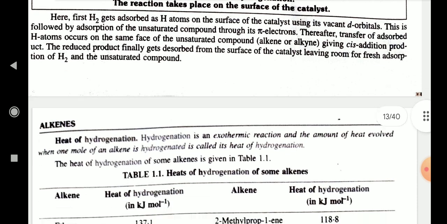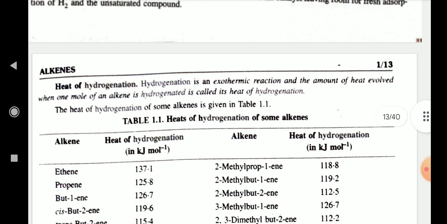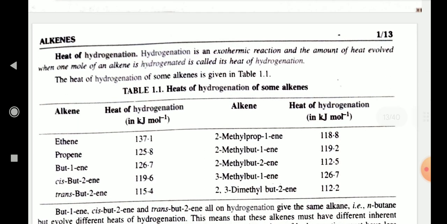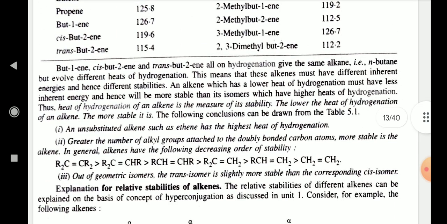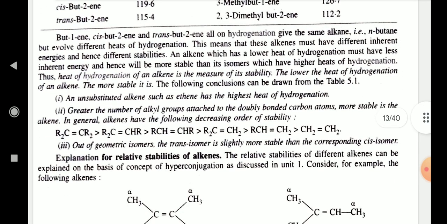Heat of hydrogenation. Hydrogenation is an exothermic reaction and the amount of heat evolved when 1 mole of an alkene is hydrogenated is called its heat of hydrogenation. But-1-ene, cis-but-2-ene and trans-but-2-ene all on hydrogenation give the same alkane, that is n-butane, but evolve different heats of hydrogenation.